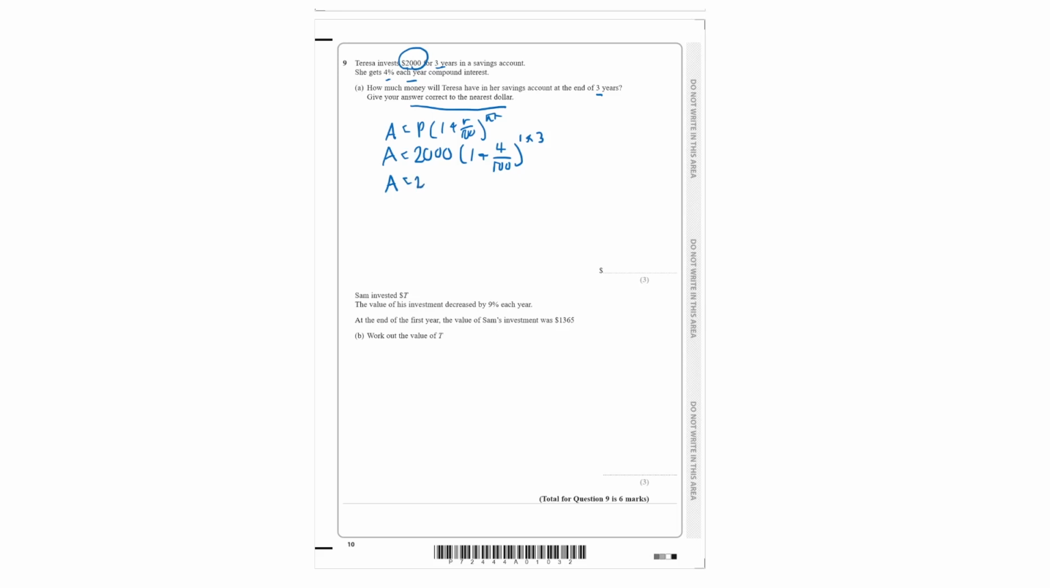A is equal to 2,000 times (1 plus 4 divided by 100). So that's 0.04. And 1 times 3, that's simply 3. A is equal to 2,000 times (1 plus 0.04, which is 1.04) to the power of 3.